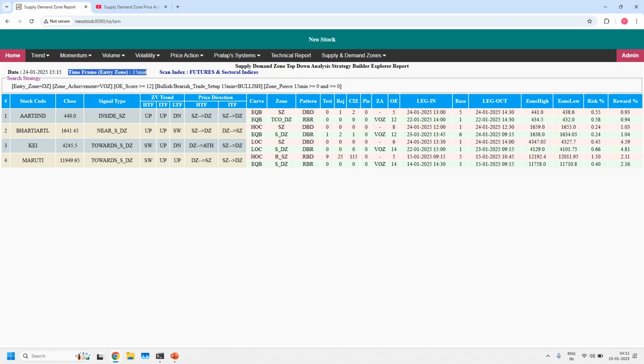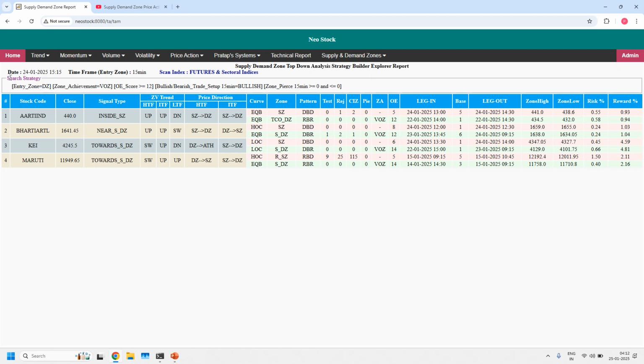See here, the time frame is 15 minutes, the entry time frame. Which zone are you using? Demand zone. What kind of trade setup are you using on the 15 minute time frame? Bullish trade setup. What is the minimum odd enhanced score? Greater than or equal to 12. What is the zone achievement? Violated opposing zone. And our 15 minute zone should not be pierced. Which zone? Demand zone, because we selected our zone as a demand zone. So filters will be applied to the demand zone.